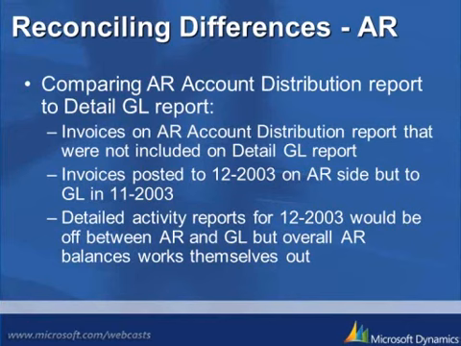So when we look at the detailed activity reports for period 12 that we're trying to reconcile, it would be off between accounts receivable and general ledger. So that's why on the previous slide, the total debits actually did not match for the period between AR and GL, but overall the accounts receivable balances worked themselves out because it was actually a prior period in general ledger. So this isn't necessarily playing part in our particular $100 out of balance that we're trying to reconcile, but it's just kind of giving you some more information on things that you could encounter here.